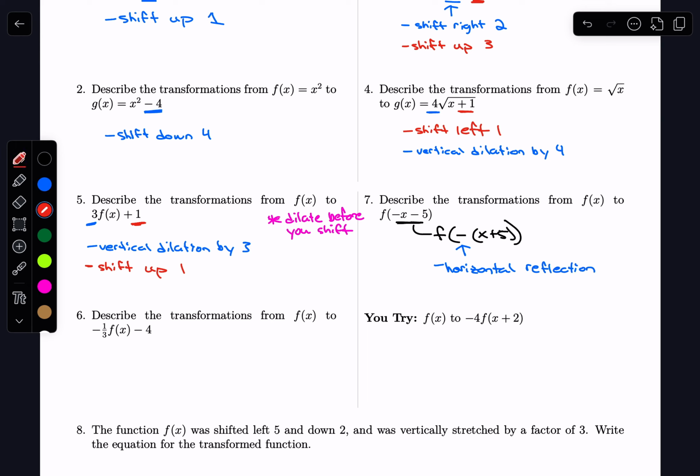Because we need to pull out the negative sign here to have x all by itself, x needs to have a coefficient of positive 1 right here. That actually makes it a plus 5, so it's a shift left 5.